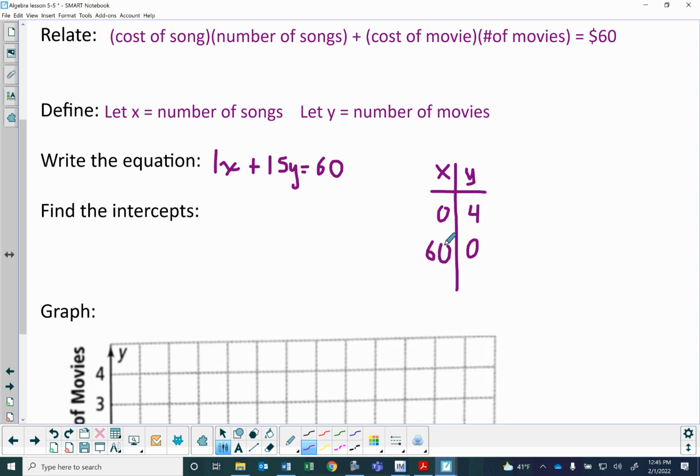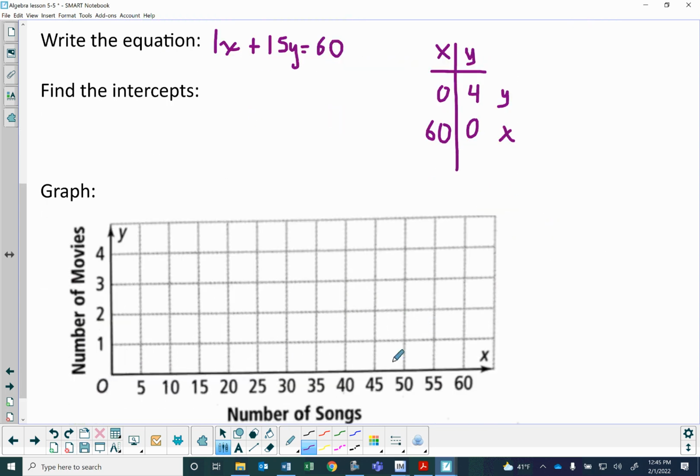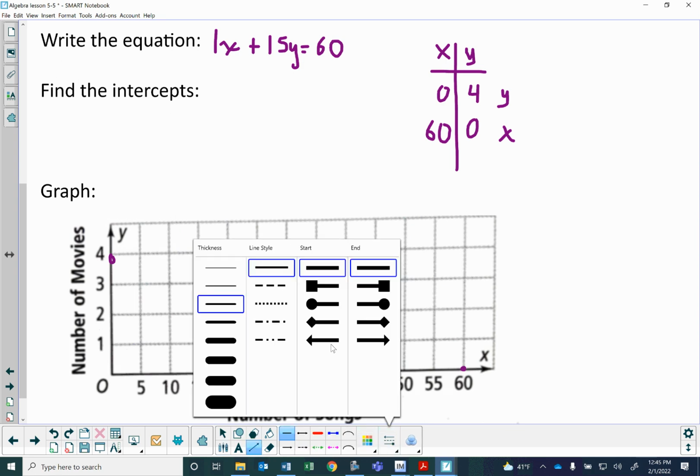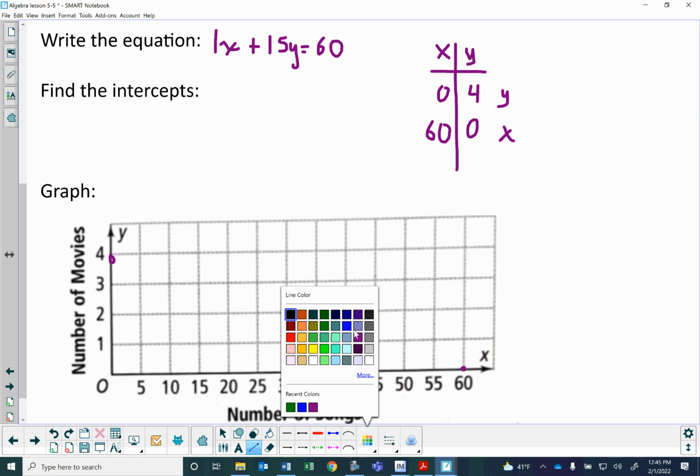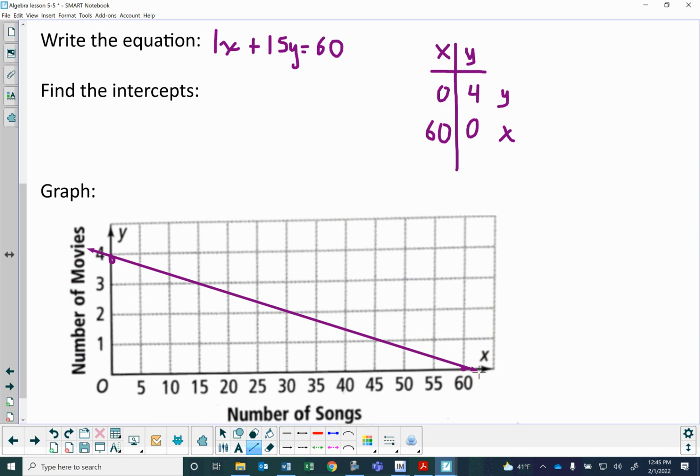So our x-intercept is (60, 0), and our y-intercept is (0, 4). So I'm going to plot those points on my lovely piece of graph paper here. If x is 0 and y is 4, I'm going to have a dot right here. And if x is 60 and y is 0, I'm going to have a dot right here. And of course, I'm going to have my line I need to draw here.